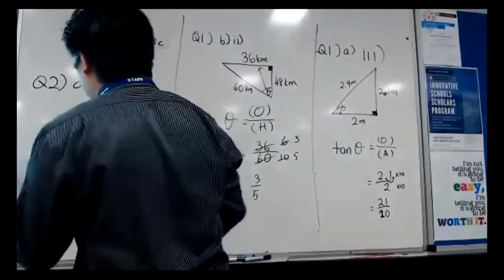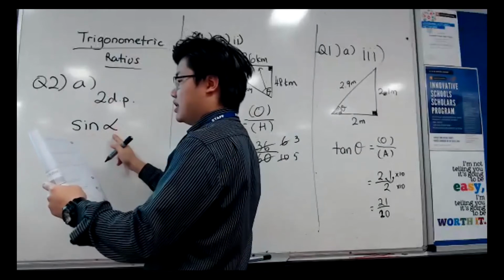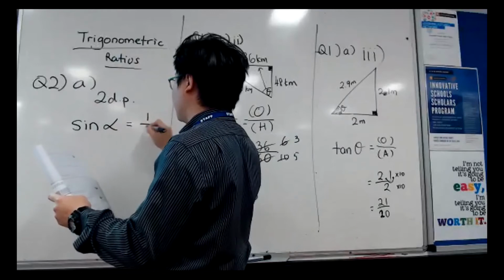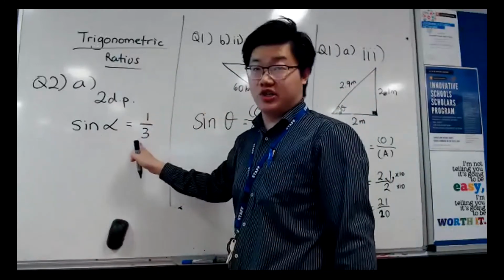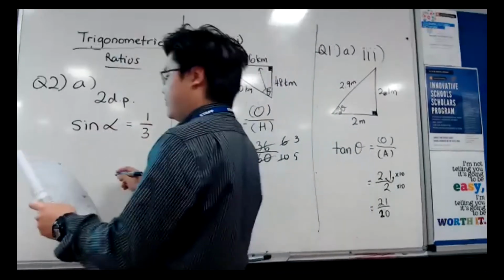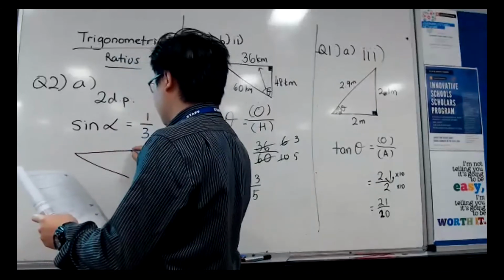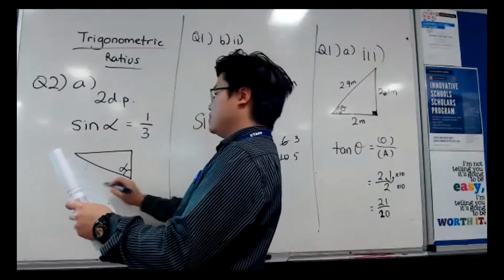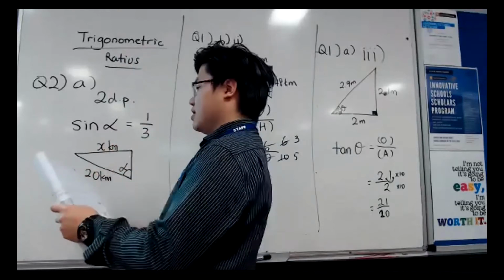Now, sine alpha, that's what we're looking for, where sine alpha equals 1/3. They have given you the trigonometric ratios right here. Now let's have a look at the first triangle right there. If your alpha, your reference angle, is right there, that's 20 kilometers. That is x kilometers.